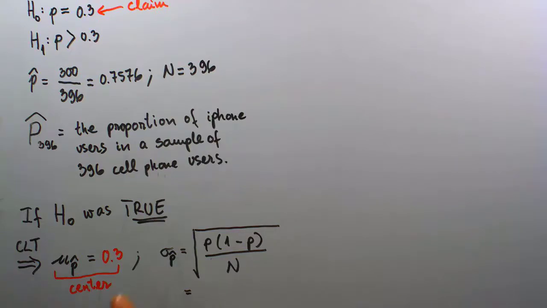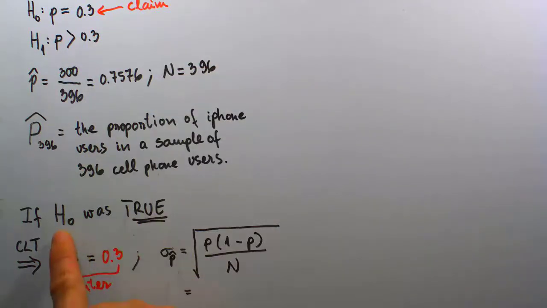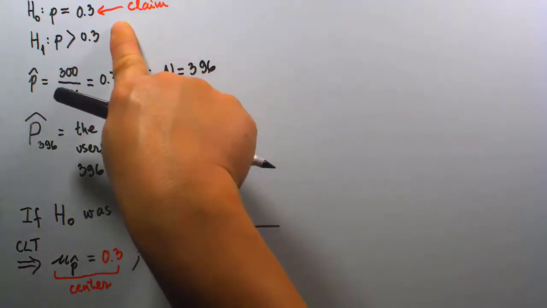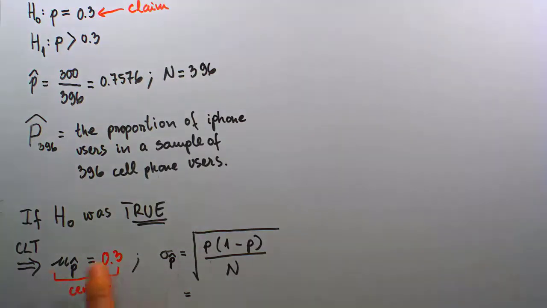So once we are currently saying that if h sub 0, assuming h sub 0 was true, that means for now let's accept this to be true, then consequently that claim value in our h0 statement already became the center of all sample proportion values. And also we can use that value to substitute into our standard deviation of p hat calculation here.